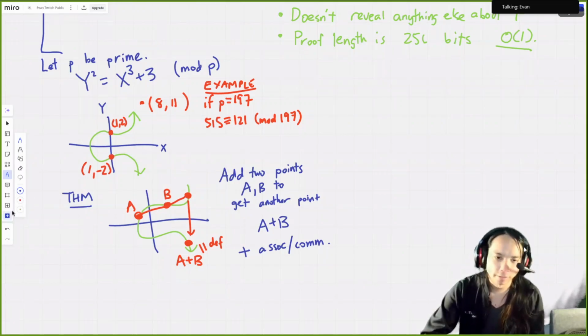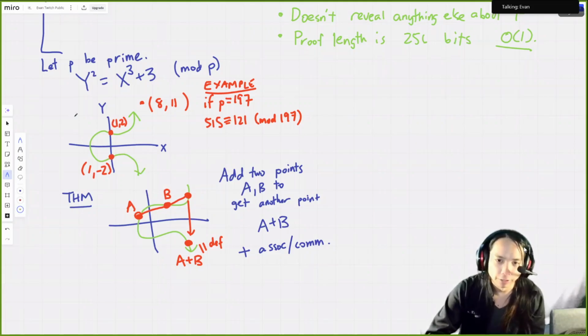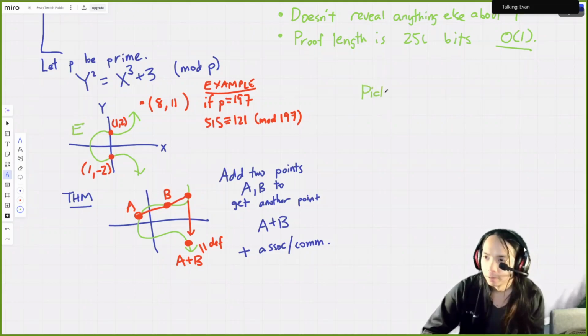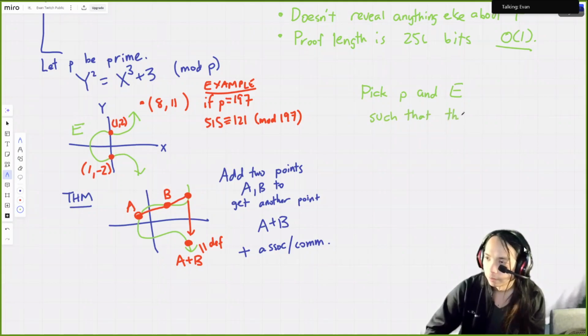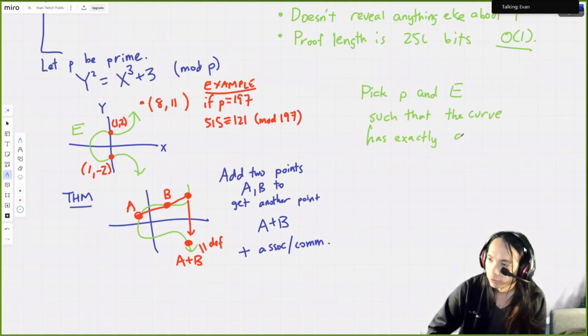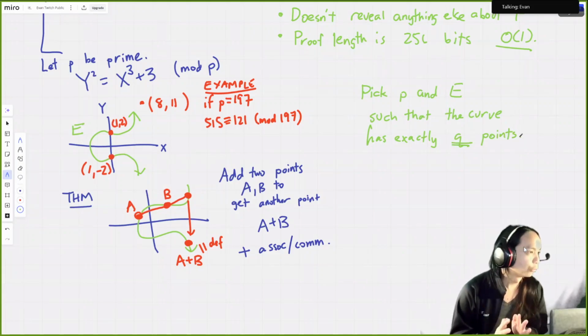The other thing is that I'm going to pick my curve, and I won't tell you the details of how you can do this, but I'm going to pick the elliptic curve, which I'm going to give a name now, call it E. You can pick the prime P and the elliptic curve E such that the curve has exactly Q points on it. So I'm going to rig it such that the number of points on the curve is a prime number. All right?